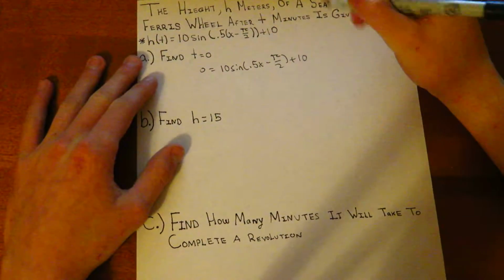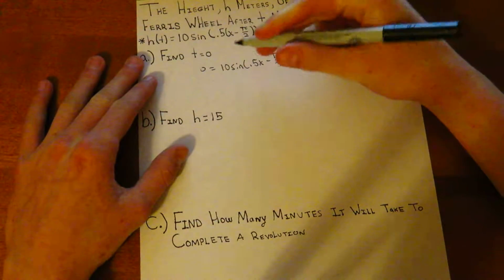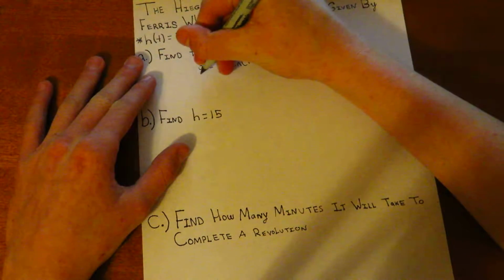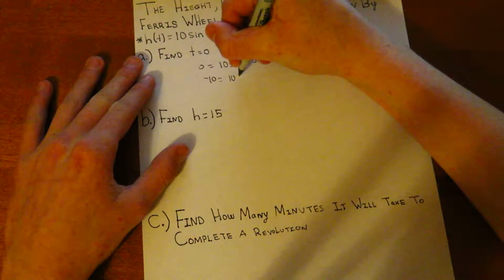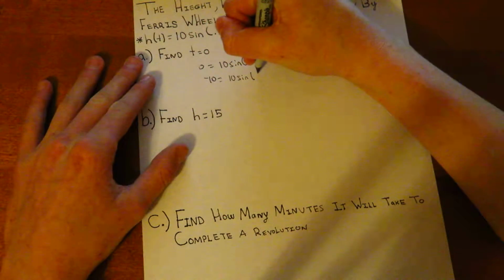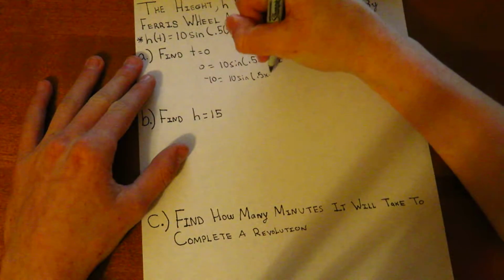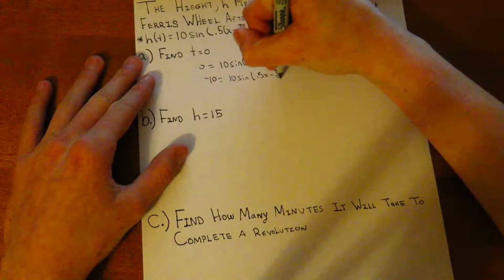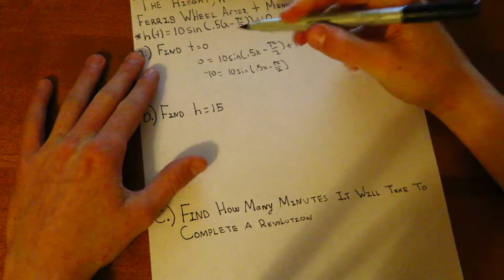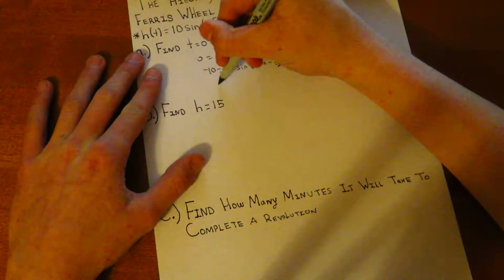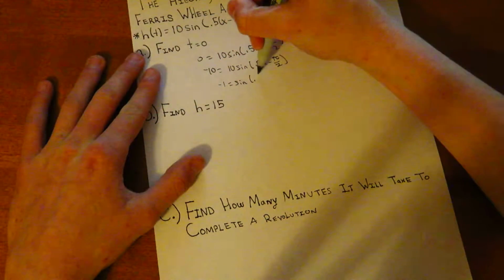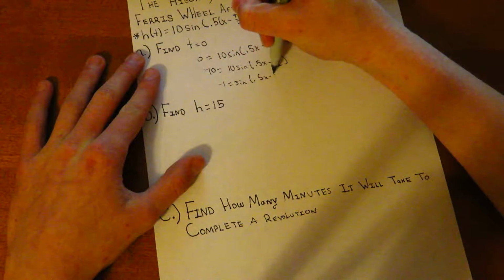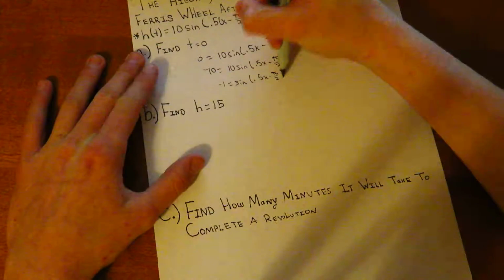Okay, so our first step is to subtract 10. So A is going to equal negative 10 plus 10 sine 0.5x minus pi over 2. Okay, so then what we do is divide by 10. So now we have negative 1 is equal to sine 0.5x minus pi over 2.